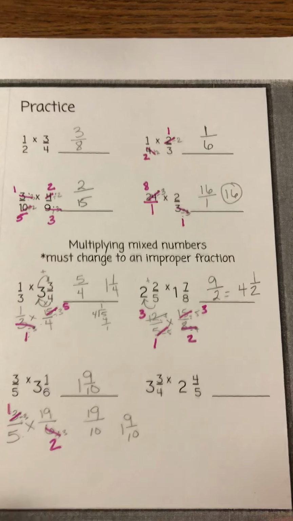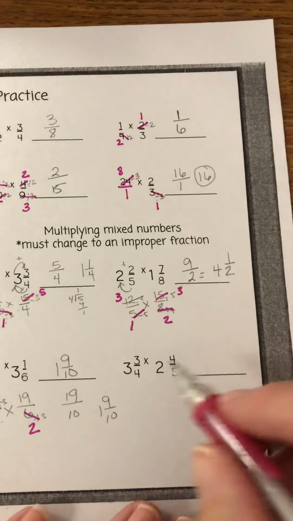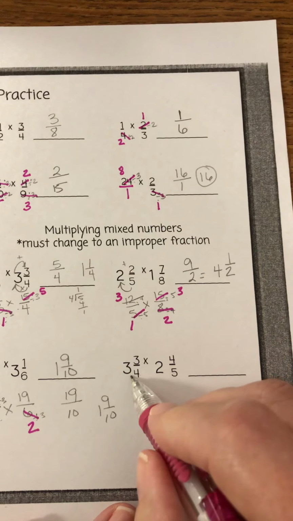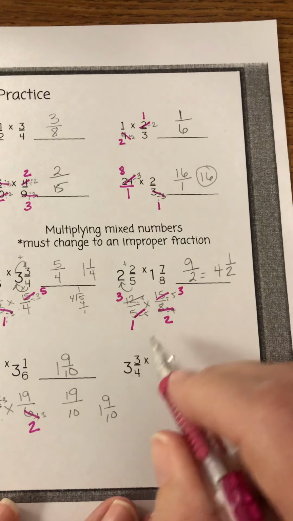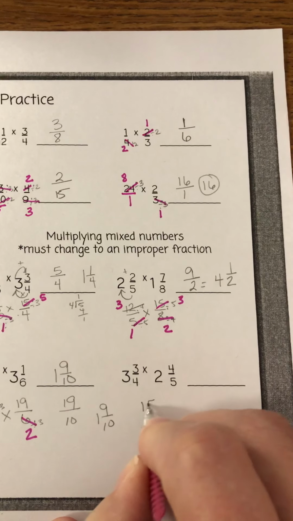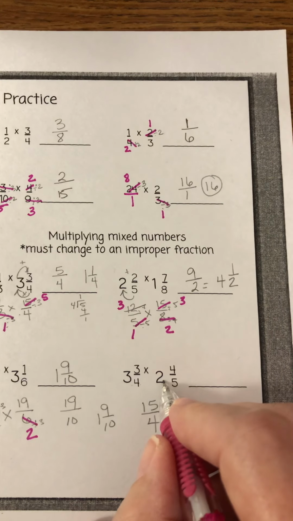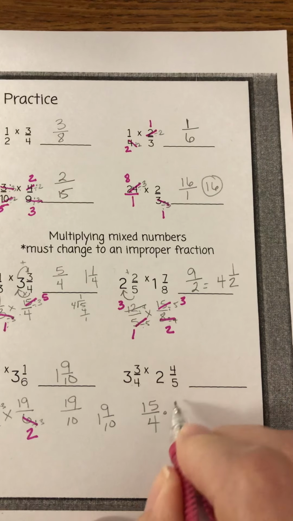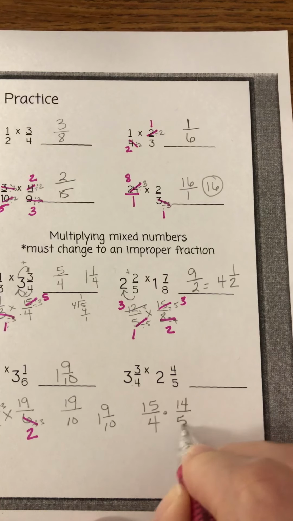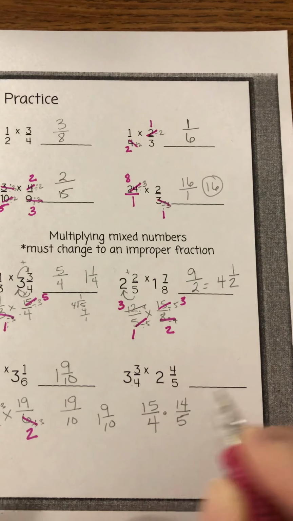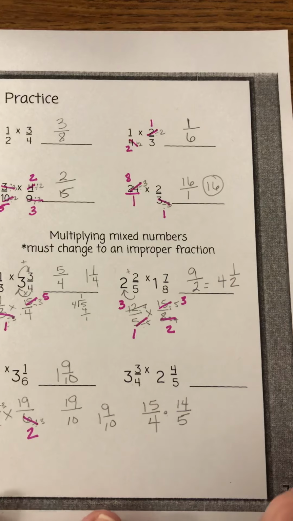All right, and the last one. Oops, sorry. Make them improper fractions. So 4 times 3 is 12. 12 plus 3 is 15, so you have 15 fourths. 5 times 2 is 10, plus 4 is 14 fifths. Now I put a little dot there. Remember, it means to multiply. Can we just go? You bet.